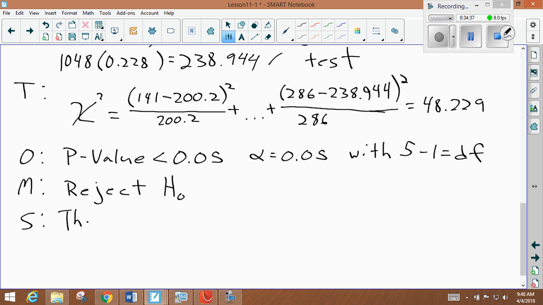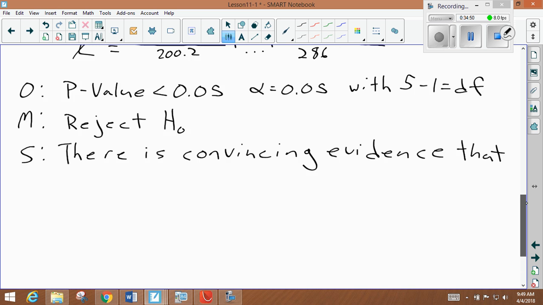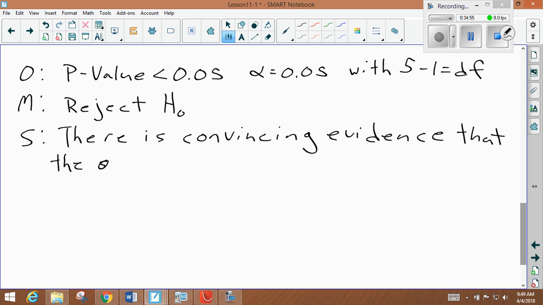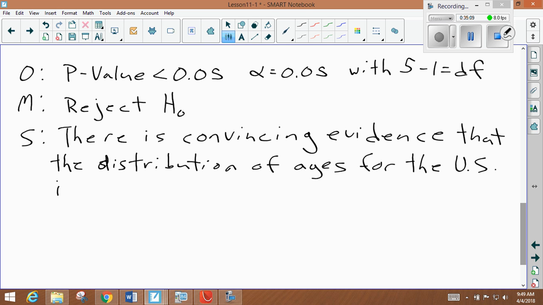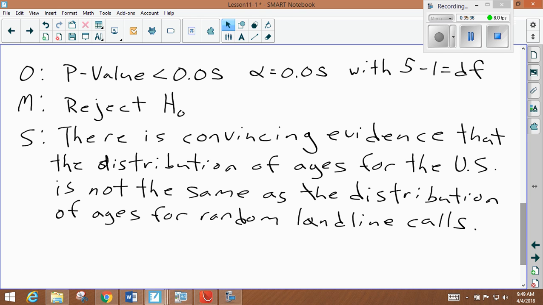We would say there is convincing evidence that the distribution of ages for landline survey is not the same as the U.S. distribution. All right. Excellent. Okay.